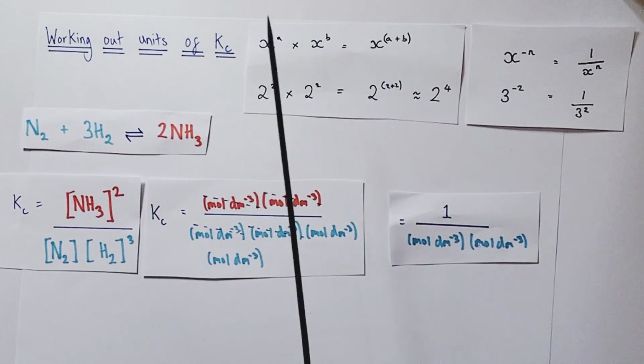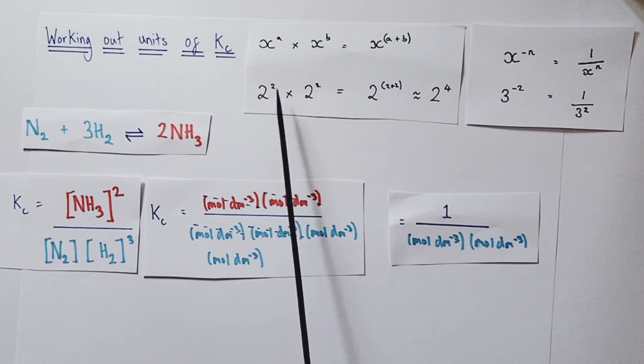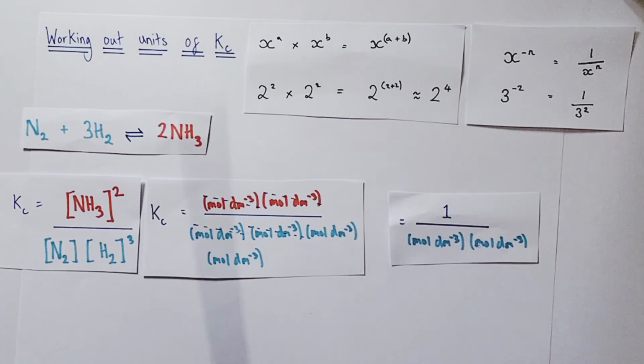When you multiply powers or indices, they actually add together. So for example, if I had 2 squared times 2 squared, that would be effectively the same as saying 2 to the power of 4, and the answer is the same. 2 squared times 2 squared is 16, and 2 to the power of 4 is 16. So this law of indices works. So we have to do the same for our units here.